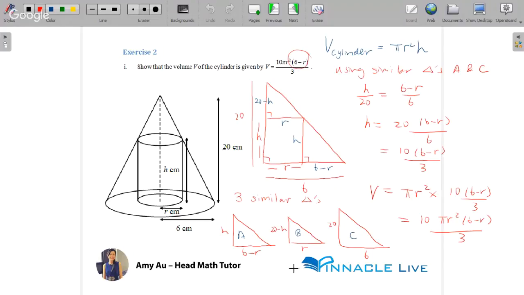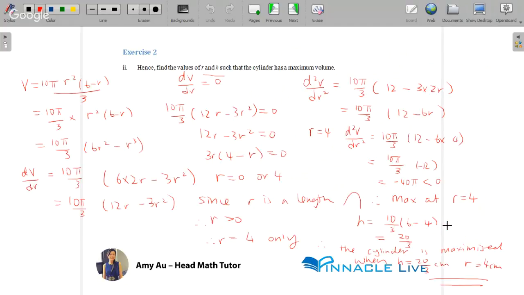All right, then you equate the sides. So H on 20, it's the same as 6 minus R on 6, yeah? Sides are in the same ratio in similar triangles, and you'll get that relationship. Then you sub that into the equation of a cylinder, and you'll get to the answer. Nice and easy. The second part, very stock standard type of derivative.